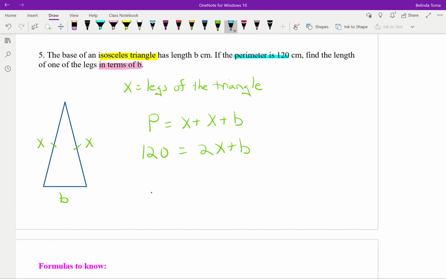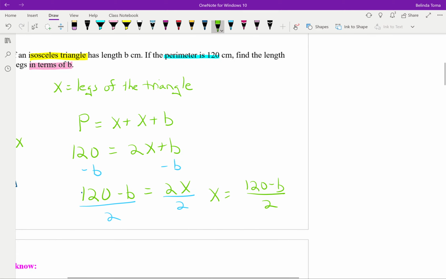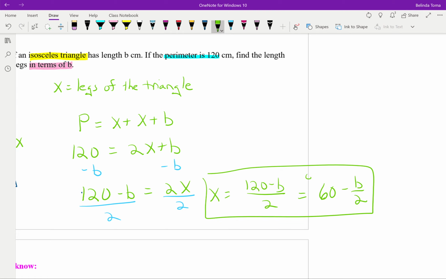So what I'm going to do is subtract b from both sides. This is just like our literal equations work that we did, and get 120 minus b is equal to 2x. And then to further isolate or get the x by itself, I'm going to divide both sides by 2. So we would end up with x, one of the legs, is equal to 120 minus b over 2. We could certainly accept that as an answer, or we could write that as 60 minus b over 2. Either one would be okay.